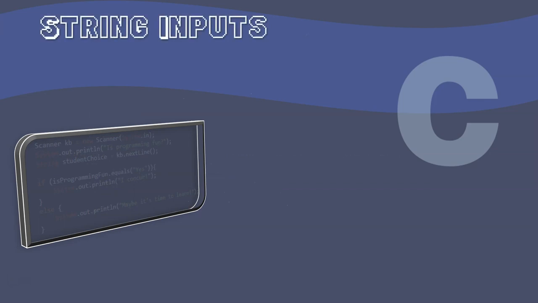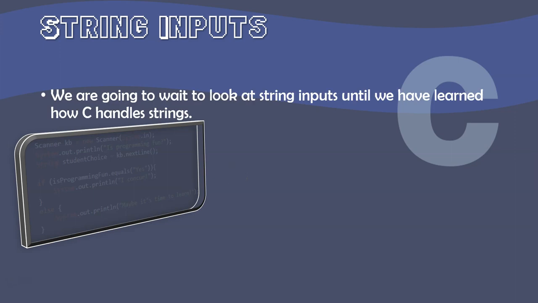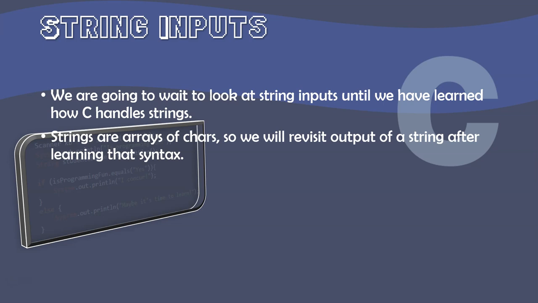Now what about string inputs? We haven't really talked yet about strings, because strings have their own nuance in C, so we're going to wait to look at how to handle a string input until we've learned how C handles strings. The biggest thing you need to know is that in C, strings are arrays of chars, and so we will revisit outputting a string after learning that syntax.